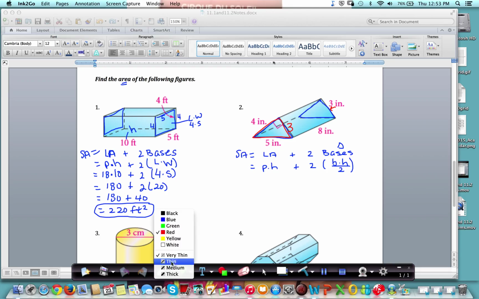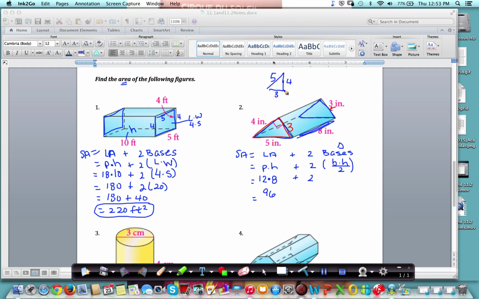So I'm going to go ahead and add up those sides. 4 plus 3 is 7, plus 5 more gives me 12, times the height. And remember, the height is how tall it is. So that's 8. Okay, 12 times 8 gives me 96. And I have to add to that my 2 bases. So stand this triangle up if you need to. The bottom there is 3, this side is 4, and the hypotenuse is 5. If you decide to stand it up, then you have the base of 3, and you have a height of 4.